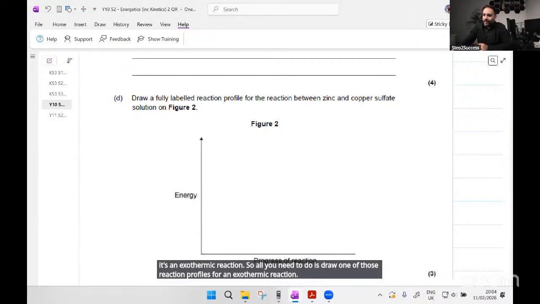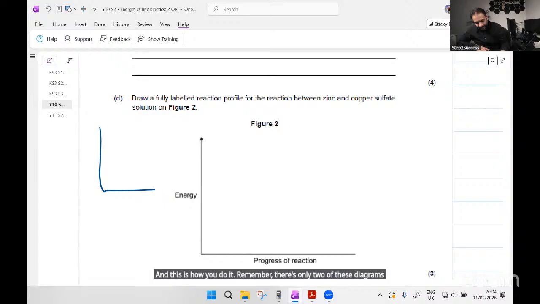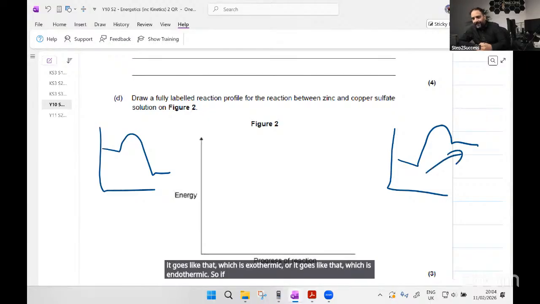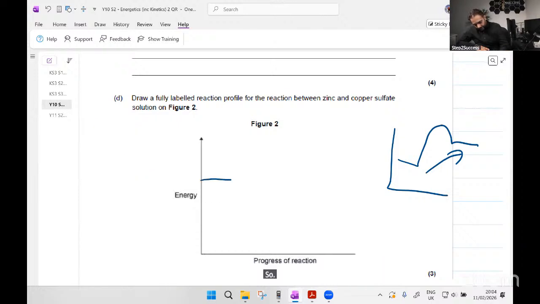And this is how you do it. Remember, there's only two of these diagrams. Either it goes like that, which is exothermic, or it goes like that, which is endothermic. So if it's gone up in energy, it's endo. If it's gone down, it's exo. Something like that. There you go. But then we've got to label it.